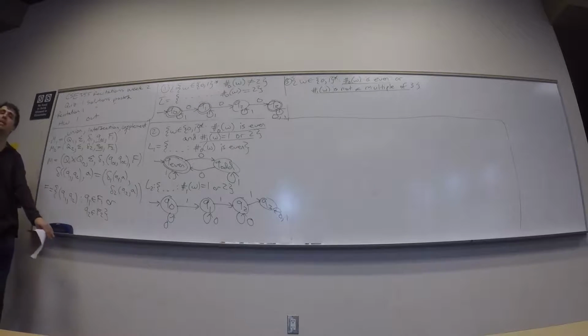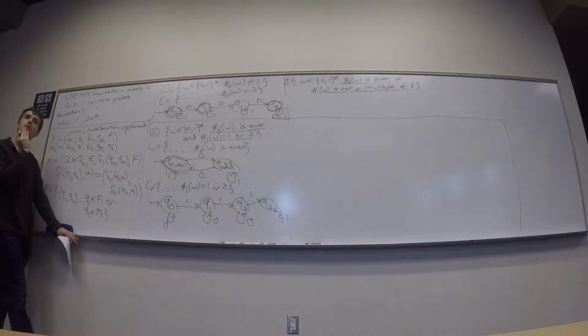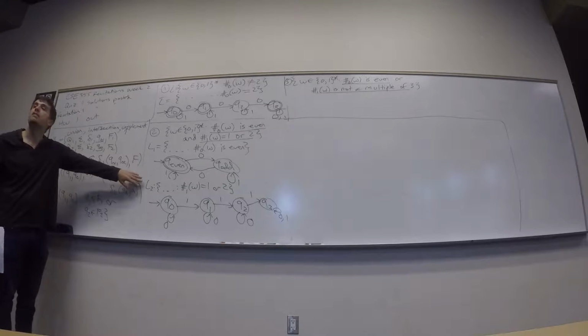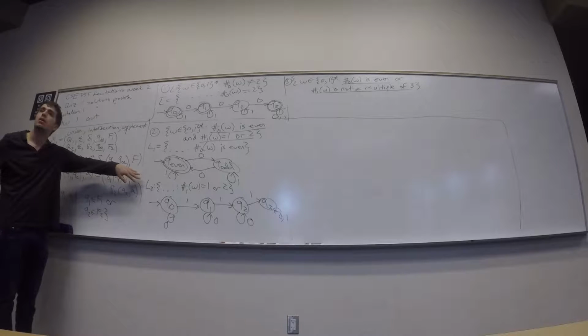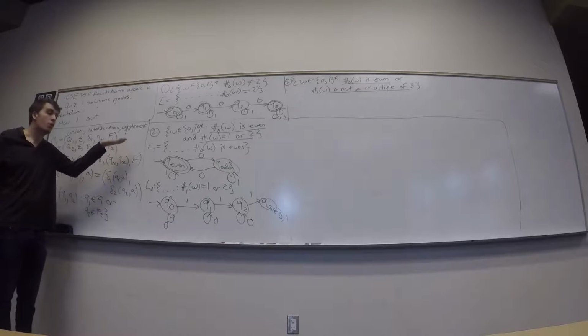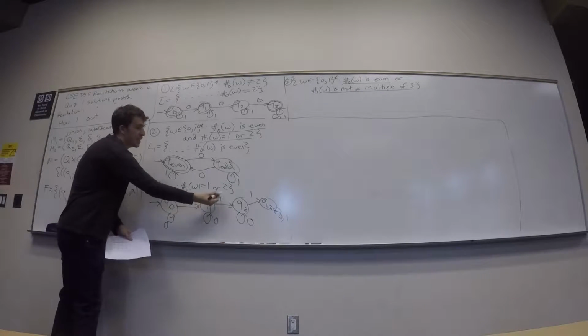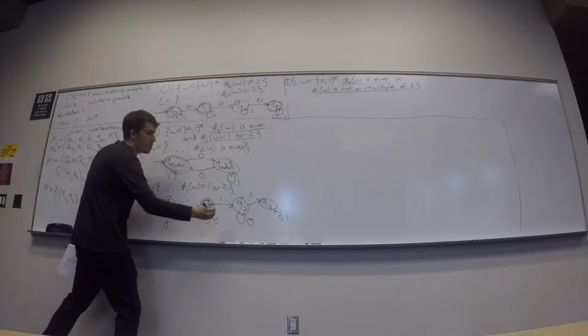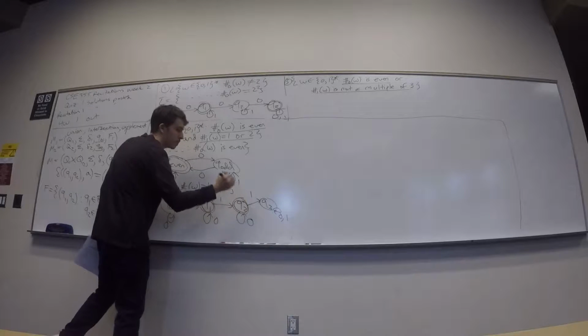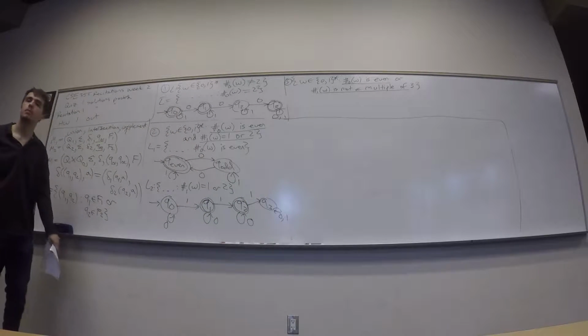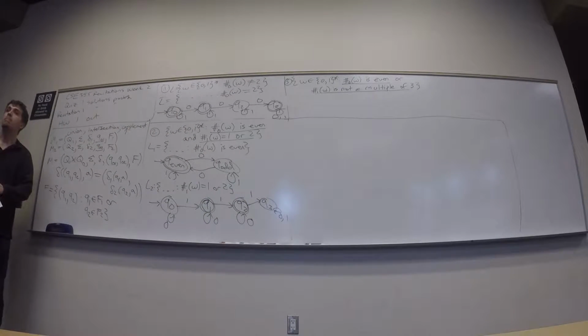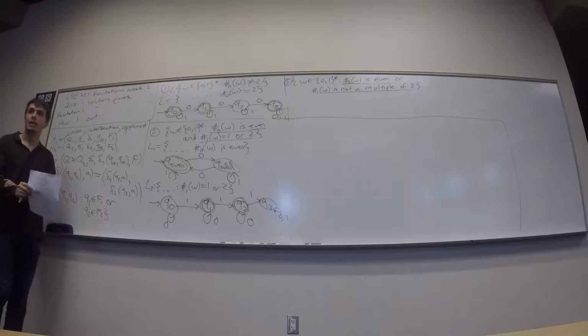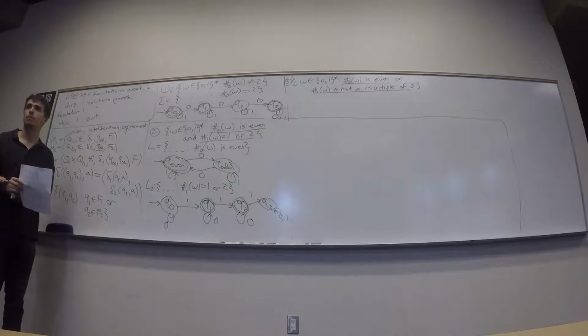Am I done with this second DFA? Oh, I gotta choose final states. So what are going to be the final states of this? Q1 and Q2, because those are the cases that I want to recognize. So I make these two the final states. Okay? Any questions about how we do that?